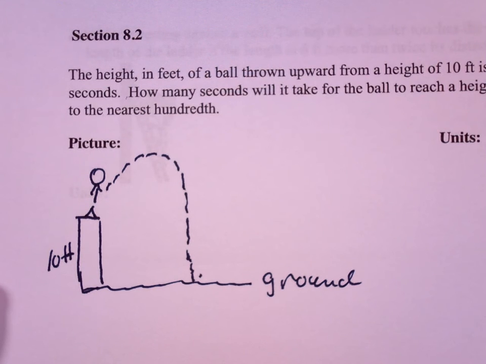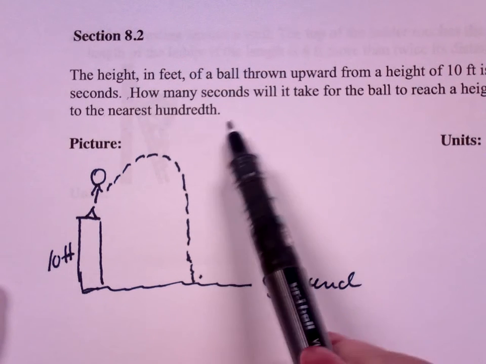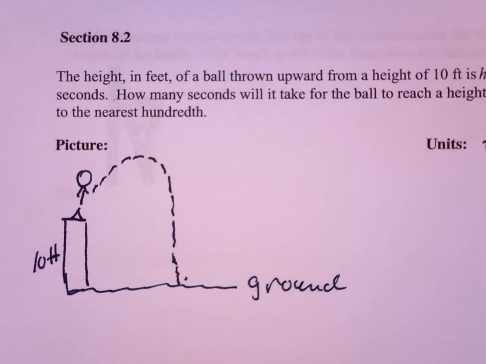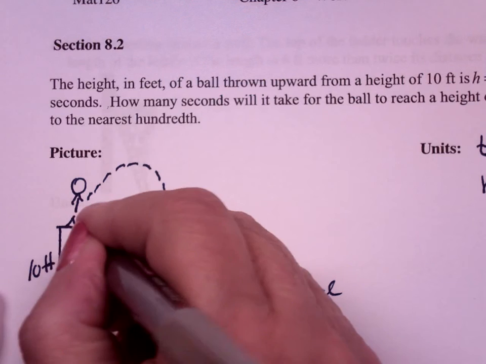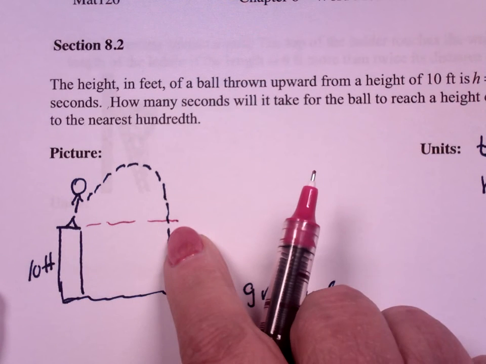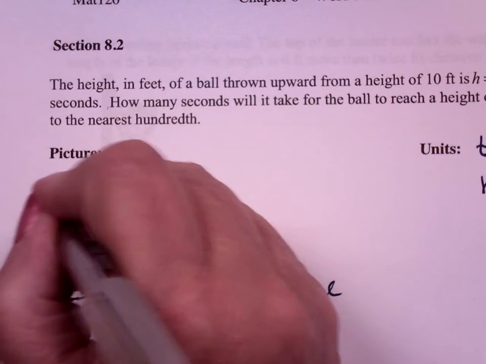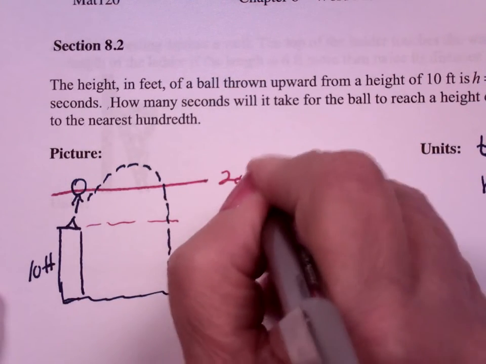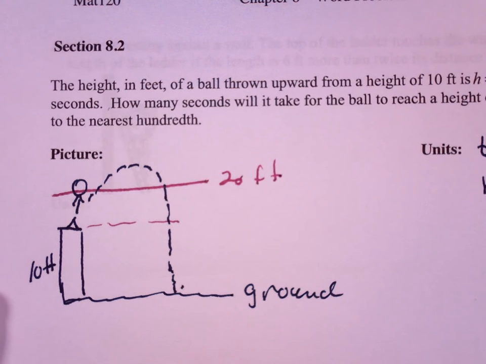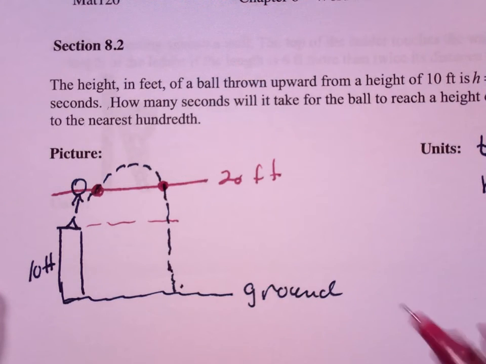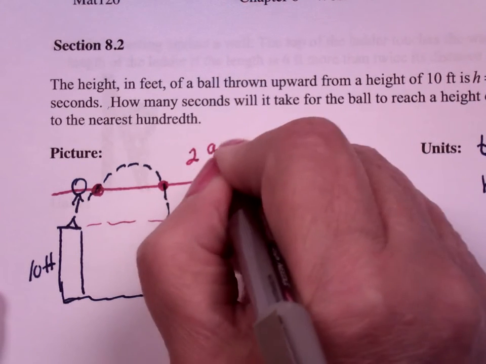The question that they now ask is, how many seconds will it take the ball to reach a height of 20 feet? Now, this is why it's important to know your picture, because if this is 10 feet, so this is y equals 10, is 20 feet above 10 feet? Yeah. How many times does it hit 20 feet? Twice. Once going up and once coming down. There are 2 answers.